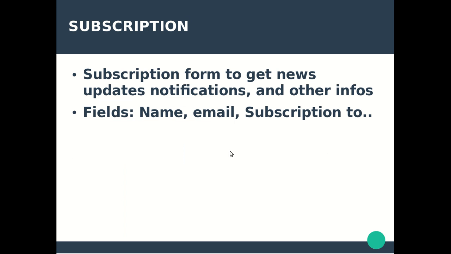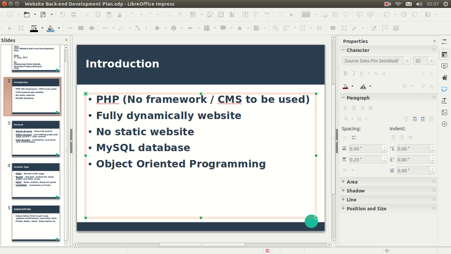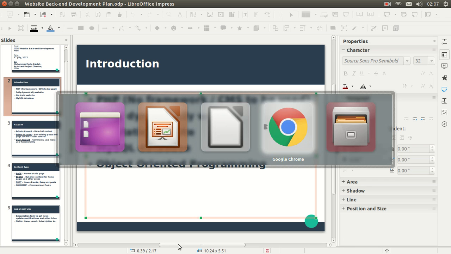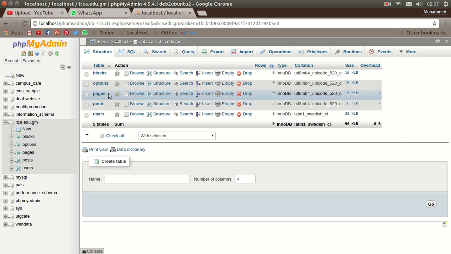There can be a subscription form where students can subscribe to receive newsletters from the website. They just send in their email, their full name, and what they would like to subscribe to, either newsletters or event updates or any other post. And I designed some database schema. Let me show you, and here it is.